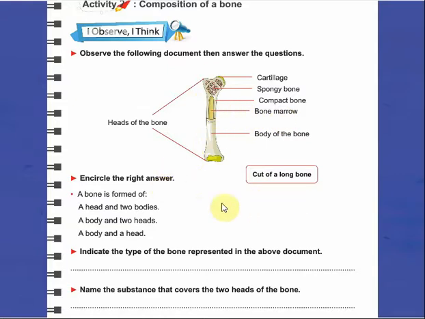Okay, now let's circle the right answer. Of course, you should know that this is a long bone. If we cut it, we can see the spongy bone, the compact bone, and the bone marrow inside. A bone is formed of a head and two bodies, a body and two heads, or a body and a head. Of course, it's formed of a body and two heads. This is the body and these are the two heads.